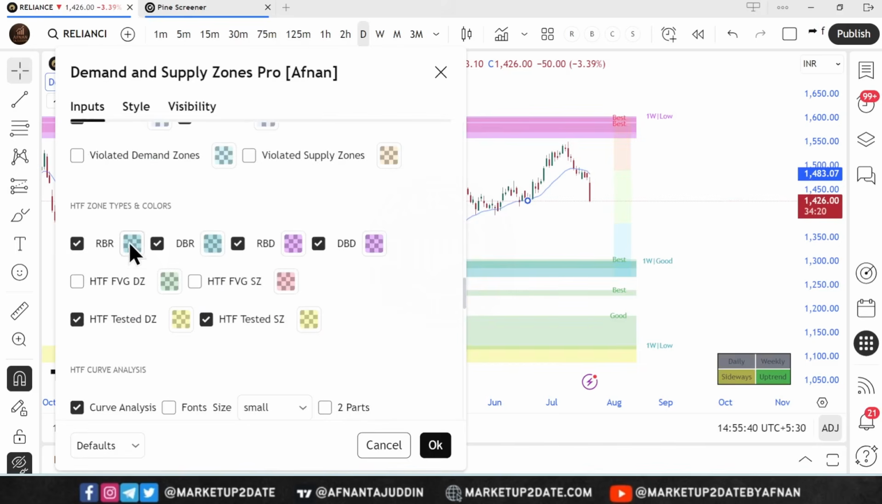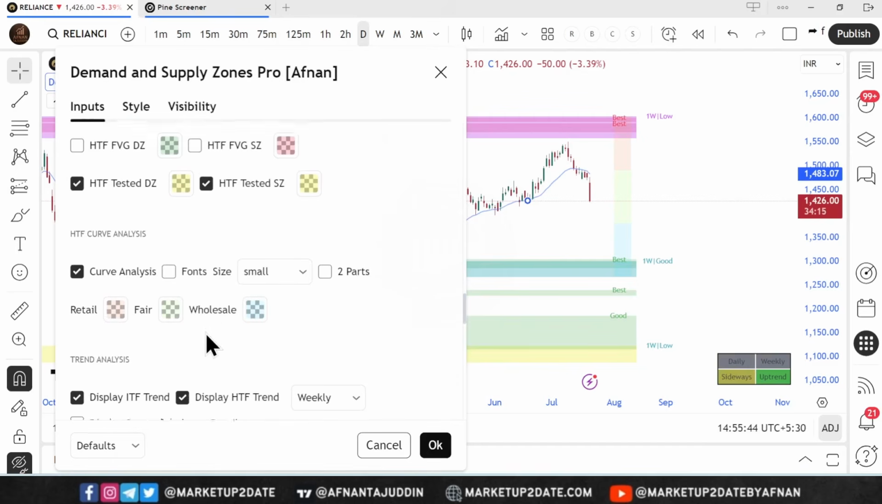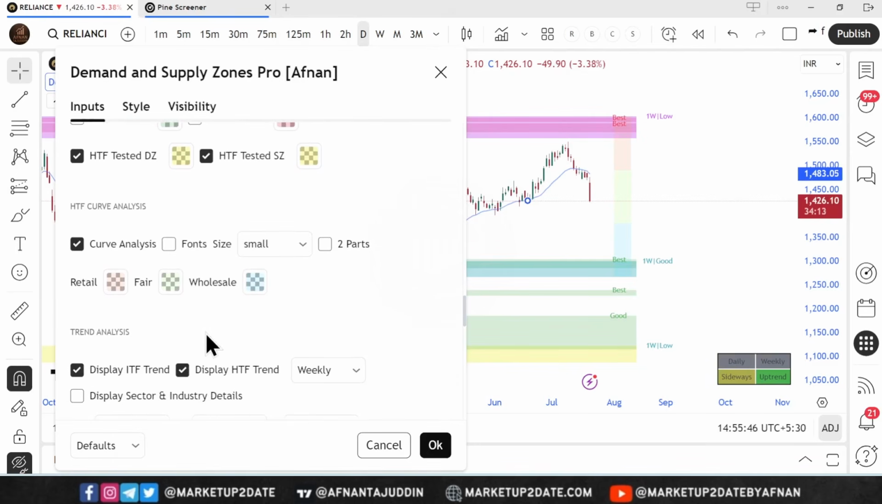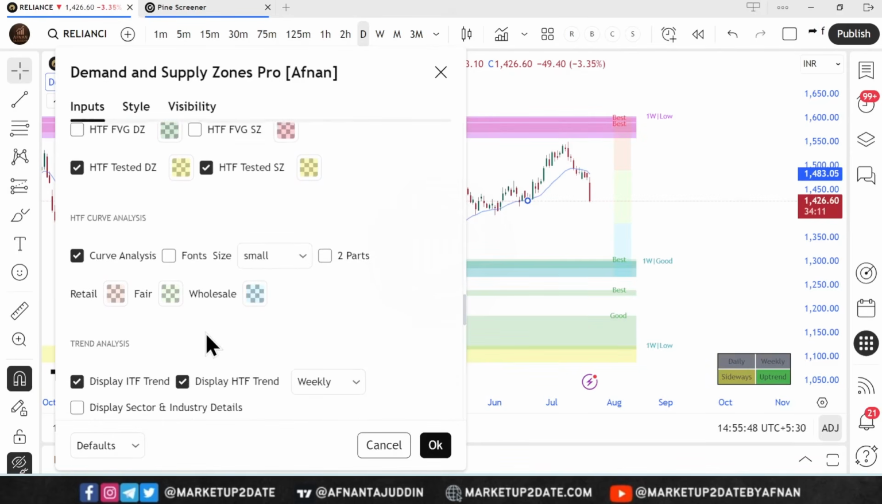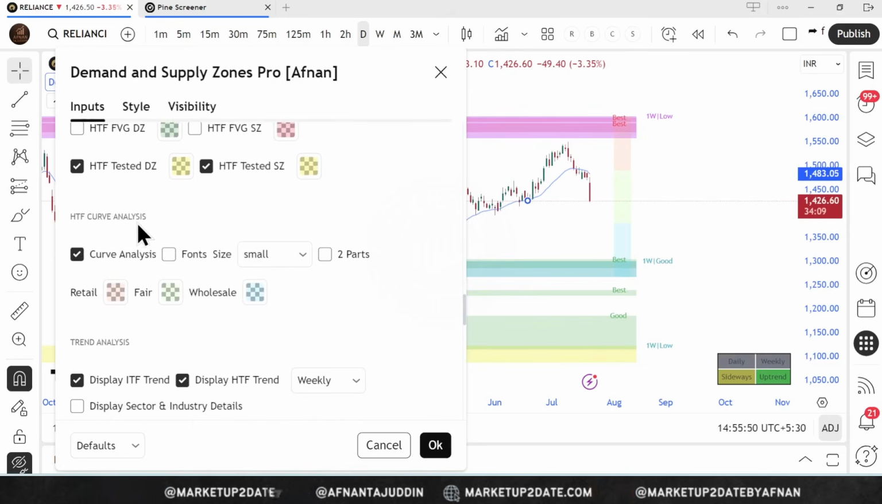Okay, we have covered how zones are found and displayed. Now let us get into the features that turn this indicator into a professional analytical workstation. Higher timeframe curve analysis. This is one of my favorite features, based on institutional trading concepts. It treats the market like any other business. You want to buy your inventory at wholesale or discount prices and sell it at retail or premium prices.